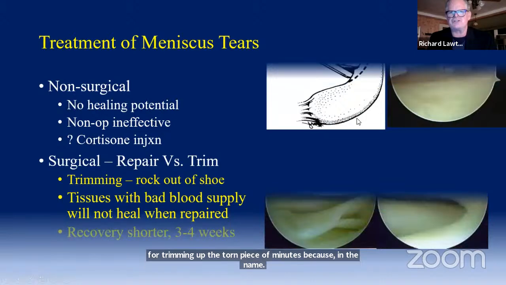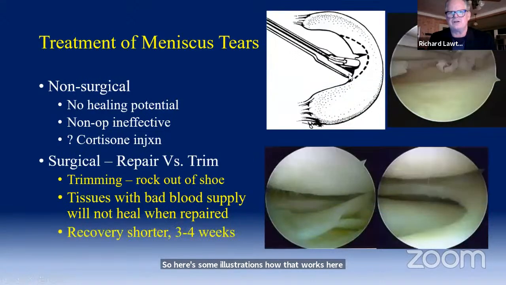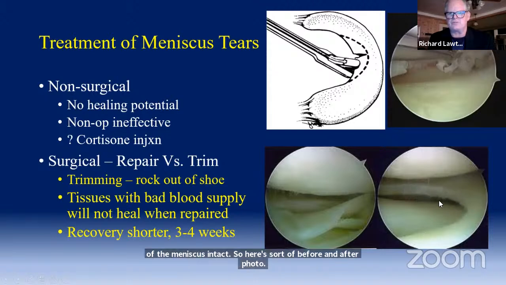So here are some illustrations of how that works. This represents the meniscus tear here, and we can get in there with these little biters and nibble away the torn part of the meniscus, leaving the vast majority of the meniscus intact. So here's a before and after photo, nice clean edge of the meniscus.